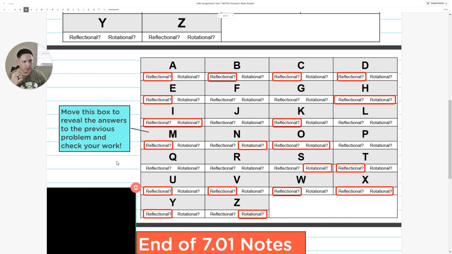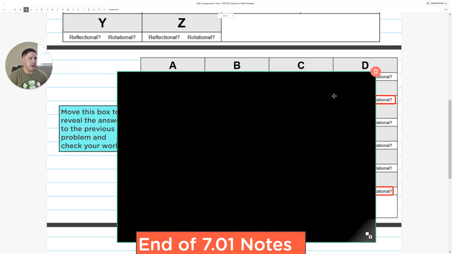And if you have any questions on this, just let me know. There were a lot of letters. I didn't want to explain every single one of them, so I'm just going to show you what the answers are. If you need help with understanding whether they're reflectional, rotational, or neither, let me know and I will help.